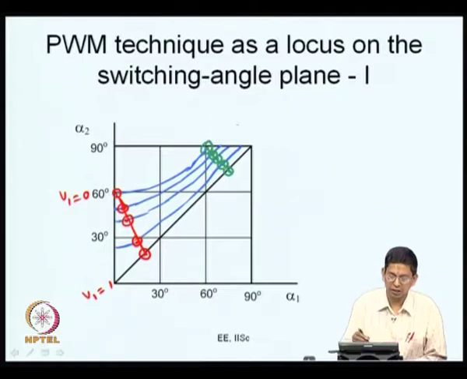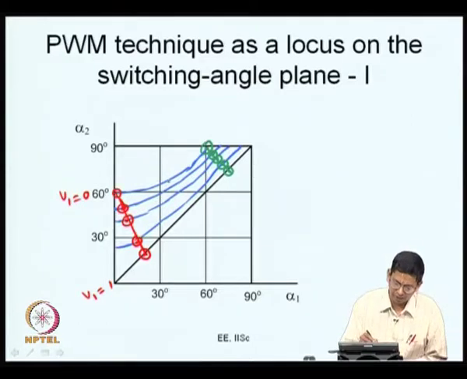This locus again starts at V1 equal to 0 and ends at V1 equal to 1. This is another PWM technique. So, you can define a PWM technique as a locus of a point moving on the switching angle plane, starting from one point on the curve V1 equal to 0 and ending at one point on the curve V1 equal to 1. So, that is another way.